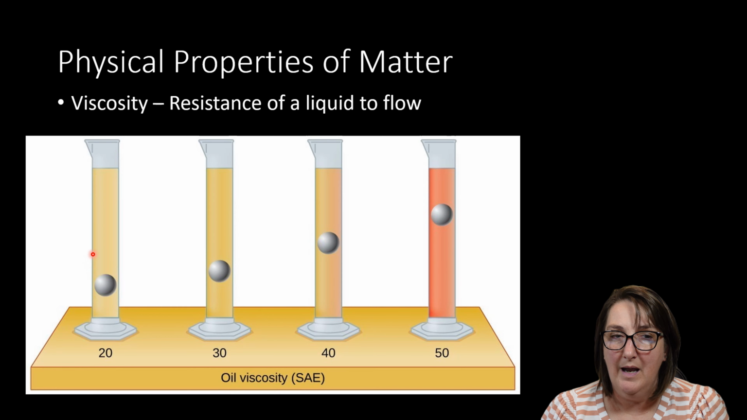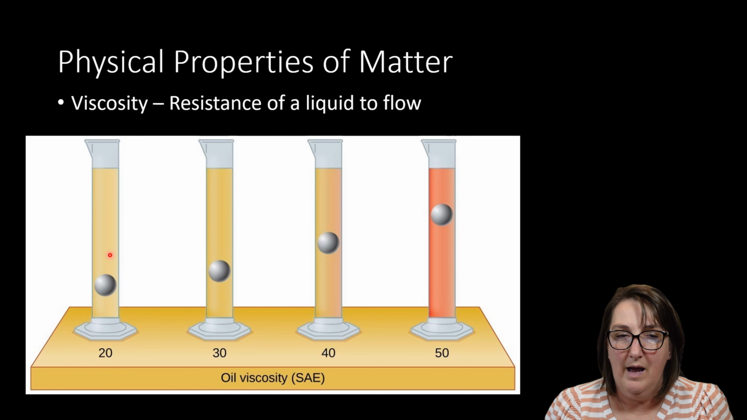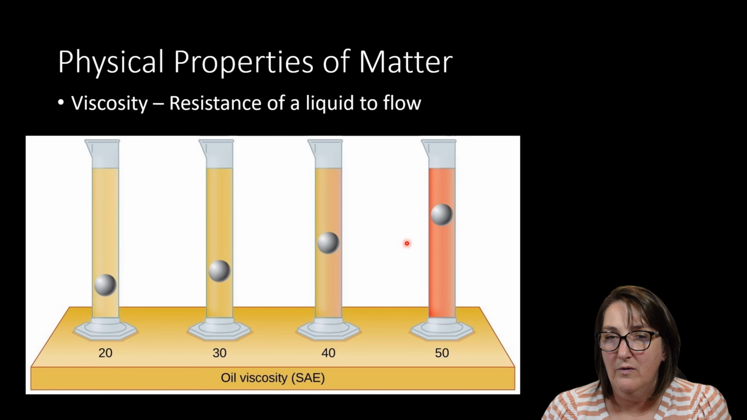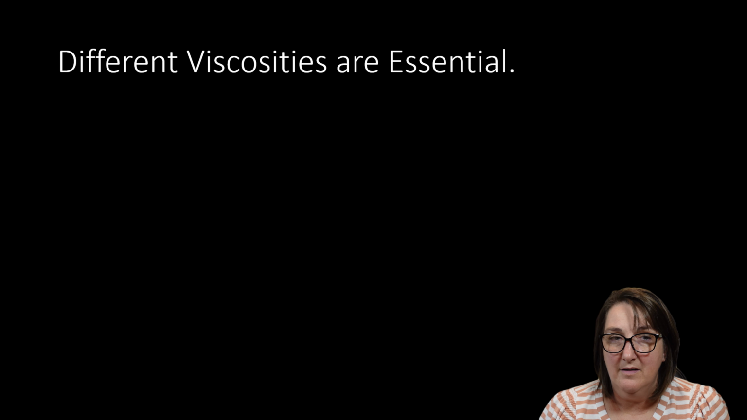During the wintertime, I need a thinner oil. That oil is going to kind of come together. It's going to be a little bit more viscous, and I don't want it to be real thick. This would be like jelly in my engine. So I need it a little bit thinner during the winter time. Different types of viscosities are essential.